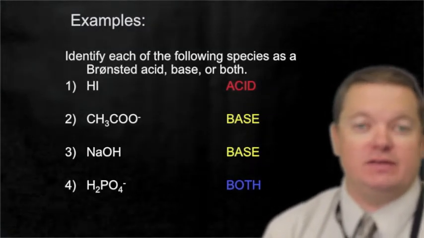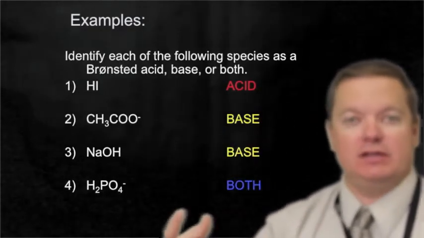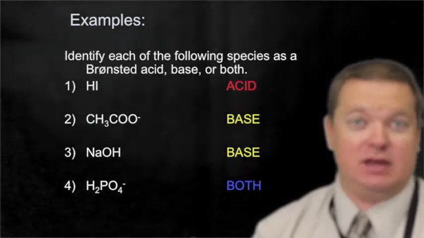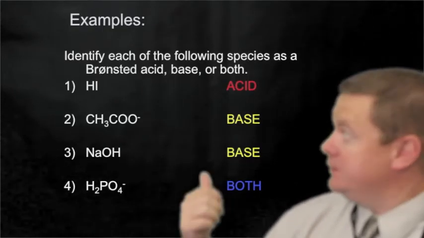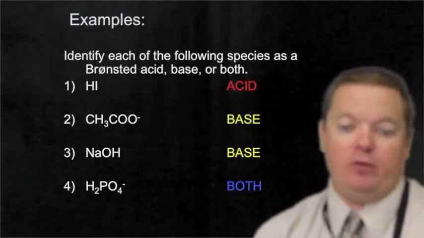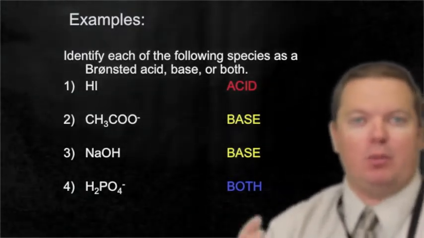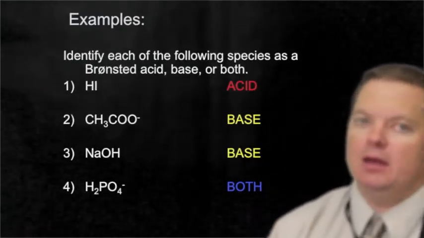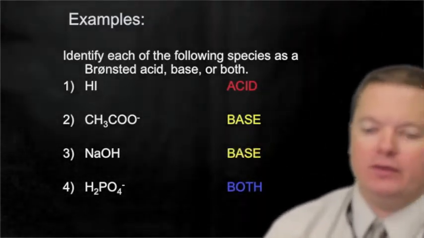The next one, CH3COO minus, is the acetate ion. Since it's negatively charged, it's capable of accepting a hydrogen to make acetic acid. So if it accepts a hydrogen, then it is a base. Sodium hydroxide, NaOH: if we go to the Arrhenius definition, when we put this in water, those two ions are going to break apart and form OH minus. When we form OH minus in solution, that is the Arrhenius definition of a base, so this is also a base.